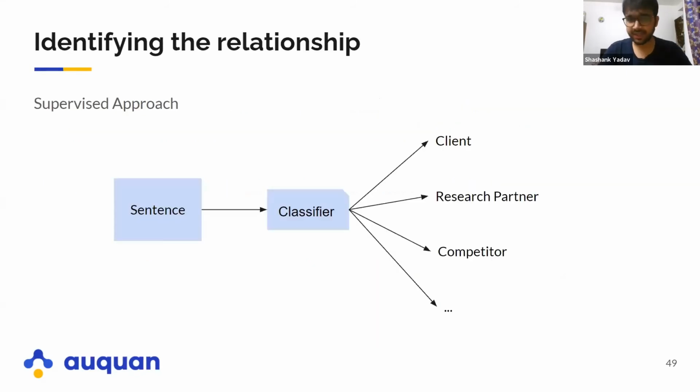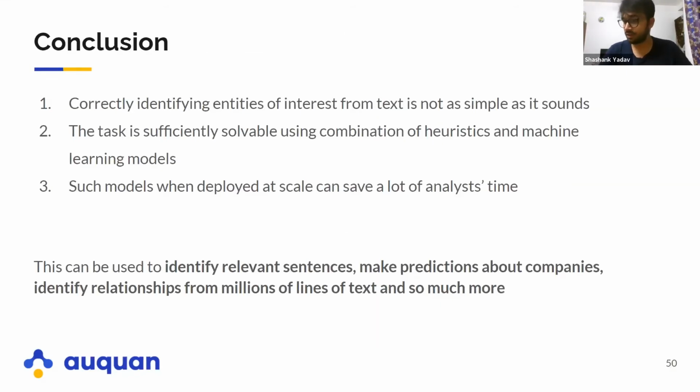Okay, so I think we have gone through a lot of stuff. We have seen a lot of examples. Let's try to conclude what we have learned so far. As simple as it might seem, correctly identifying entities from text, annual reports, and news is not as easy as it sounds, and a lot of people get it wrong, like we saw in that Berkshire Hathaway example. But the task is still sufficiently doable using state-of-the-art machine learning methods. And if we deploy these methods at scale, then our analysts won't have to sift through thousands of reports. We can reduce, if not completely eliminate, the data set that they'll have to look into.